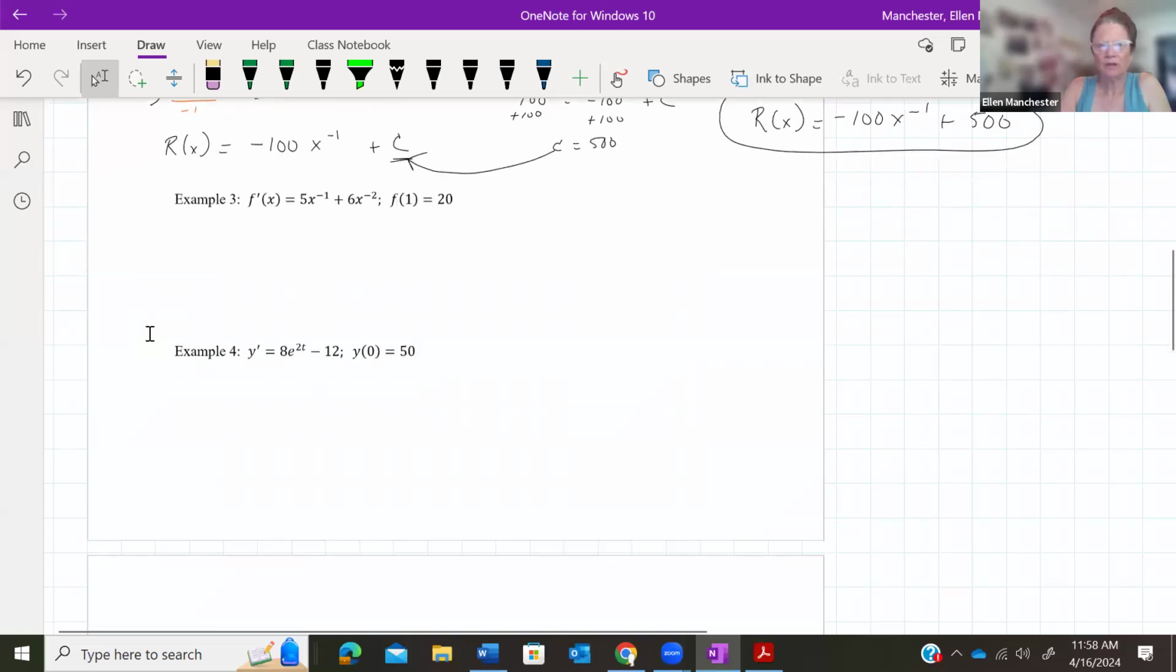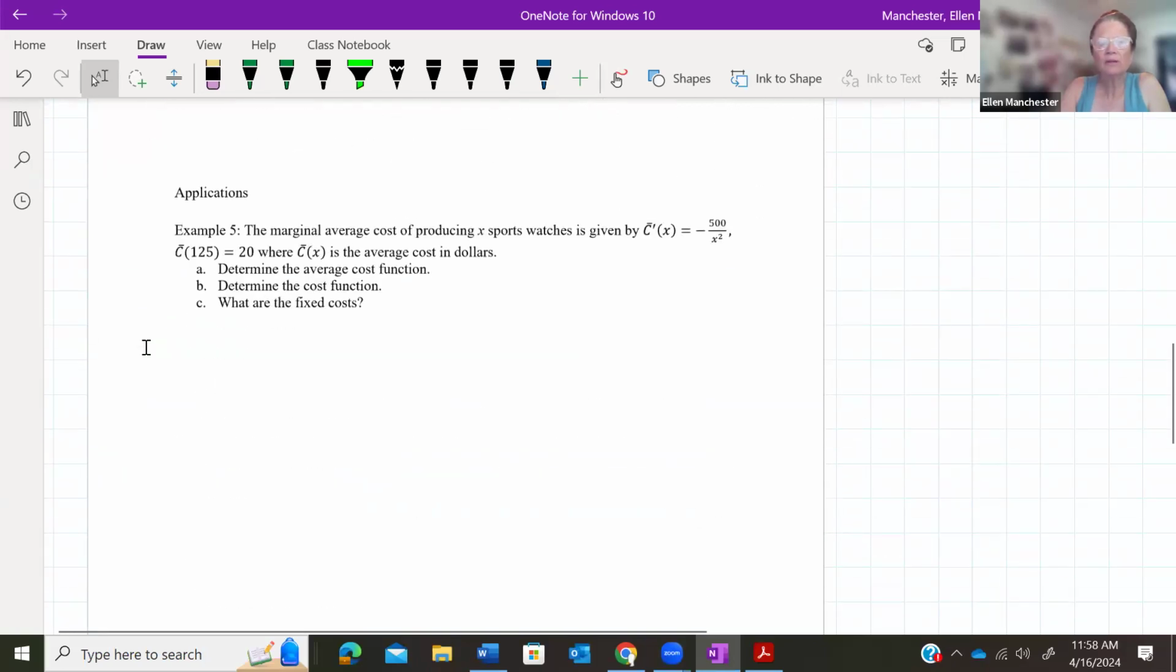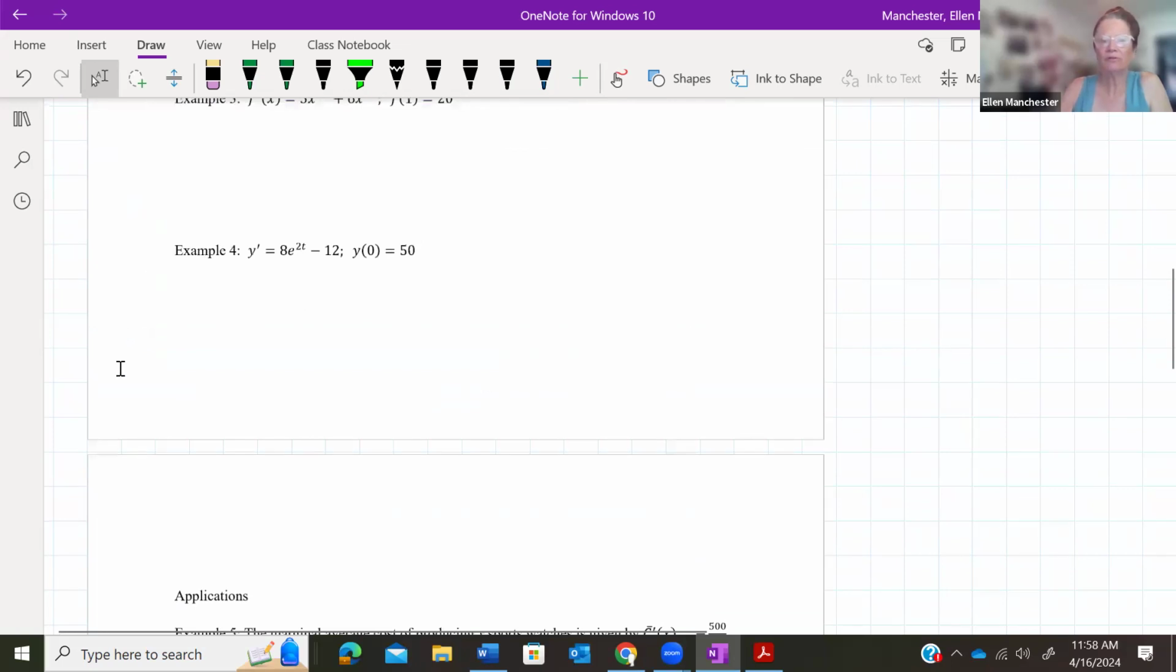I'm gonna jump down. Let's see, I want to get these in here for sure. Yeah, 15 minutes. Okay, let's do this one because it's got e raised to the 2t. So I'm going to find the antiderivative of 8e raised to the 2t minus 12 in terms of t. So e is a special function, right? So I'm going to go 8 e to the 2t divided by 2 minus 12x.